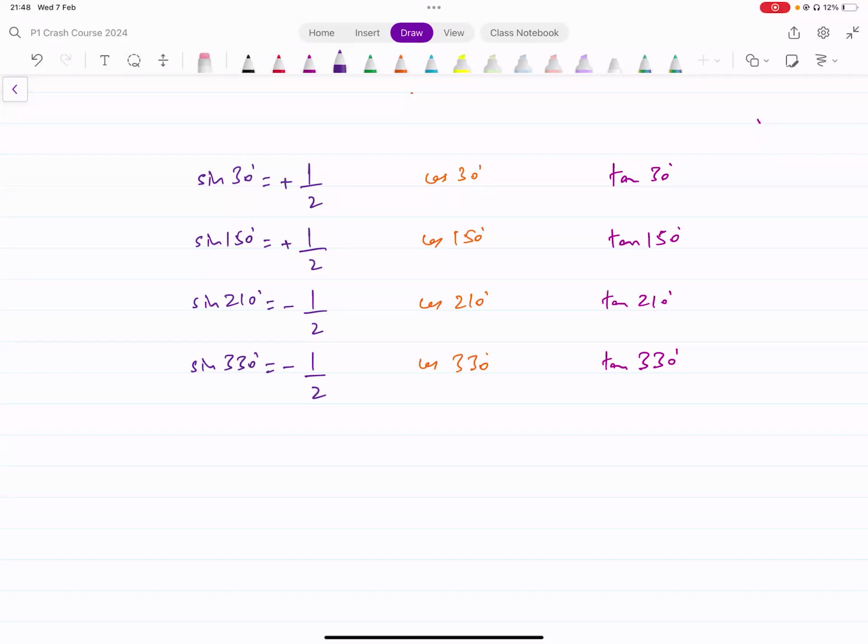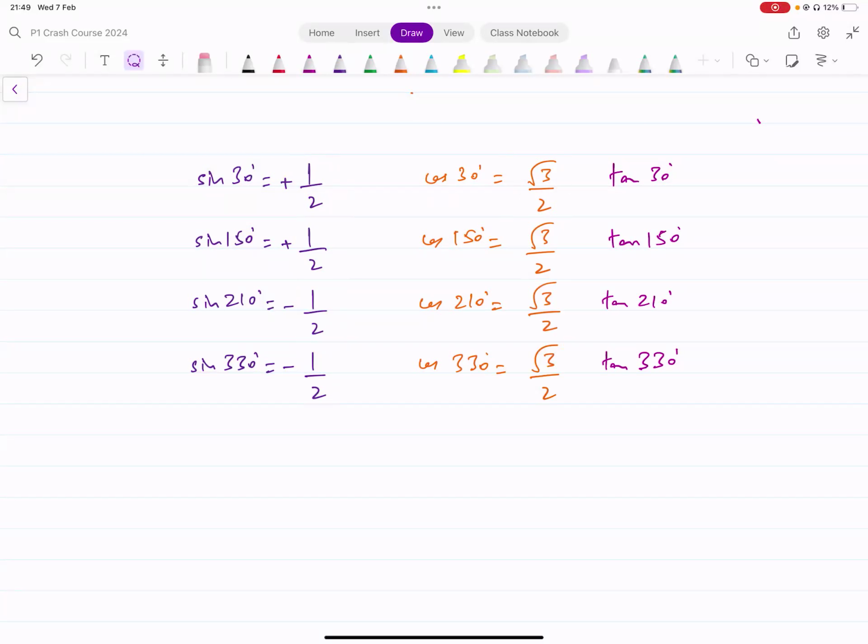Okay. The magnitudes for all of them are the same. They're all 1 over 2. Try this for cos as well. Cos of 30. Try that. That's root 3 over 2. Cos 150 is also root 3 over 2. 210 is also root 3 over 2. 330 is also root 3 over 2.